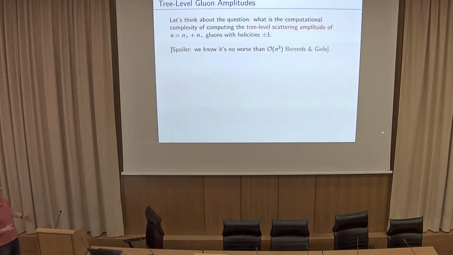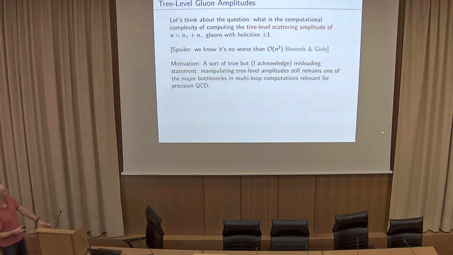So let's consider the question: what is the complexity of computing this tree-level scattering amplitude where you have a certain number of positive helicity gluons and a certain number of negative helicity gluons? Now, I'll go ahead and give a spoiler. This will play an important role in a few slides. We know the answer is at worst order n cubed because there's something called the Berends-Giele recursion relation. But put that aside for now. I want to come back to it.